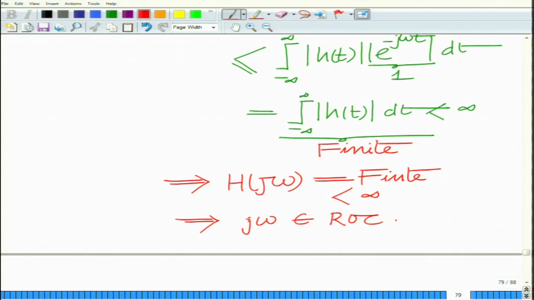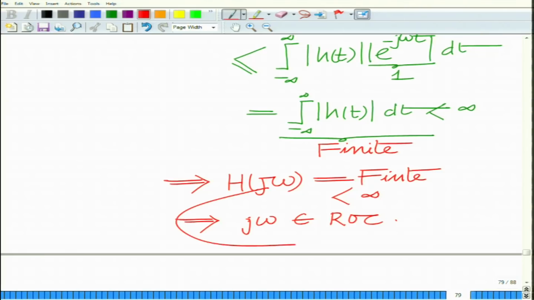So, the argument is the following: the magnitude of H(jω) is less than or equal to the integral from minus infinity to infinity of the magnitude of h(t) dt, which is a finite quantity. Therefore, the magnitude of H(jω) must be a finite quantity, which implies the Laplace transform must converge for s equal to jω, which implies that the jω axis belongs to the ROC of the Laplace transform, that is H(s).